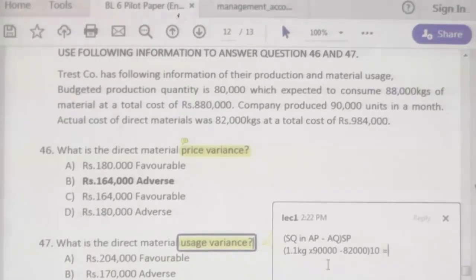Therefore, you produced 90,000 units. According to the standard, 1 unit requires 1.1. Therefore, you must consume 99,000 units, but you have consumed only 82,000 units. What is the saving? You have saved 17,000 units at 10 rupees. Therefore, you save 170,000 rupees. That is favorable. Therefore, the answer is 170,000 favorable.